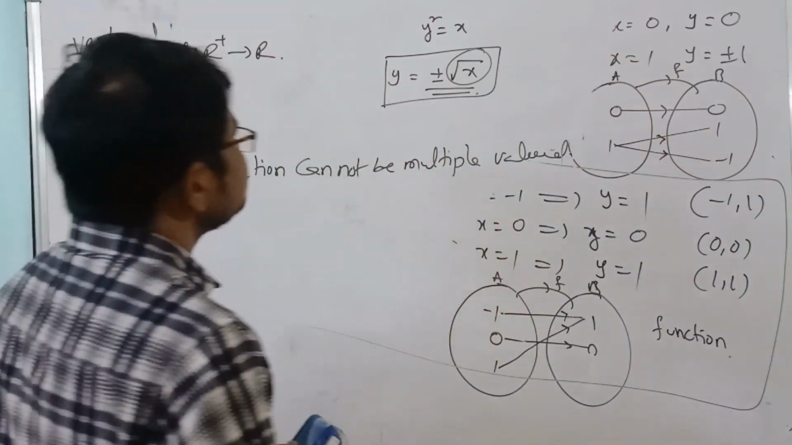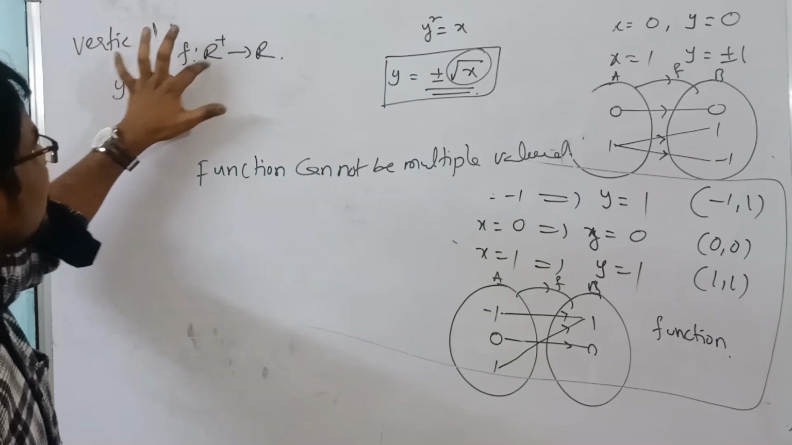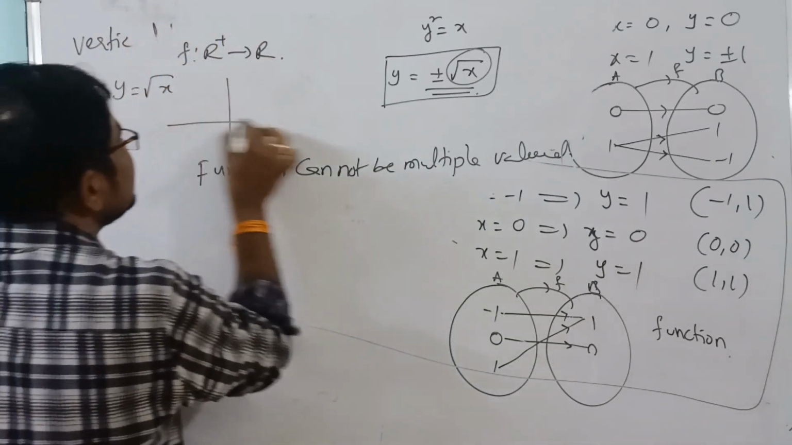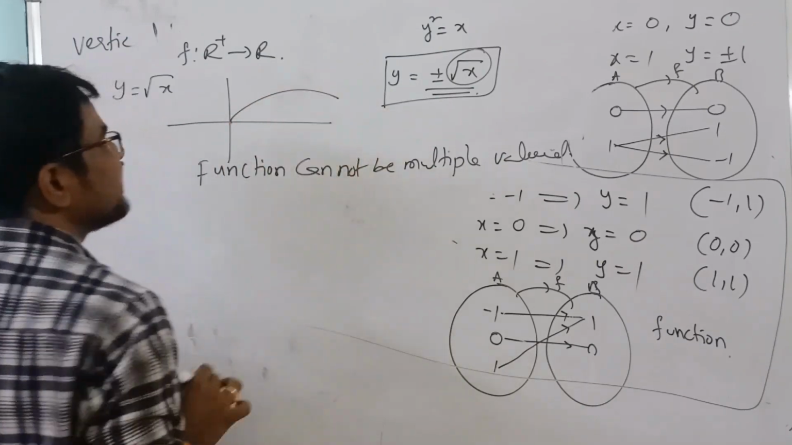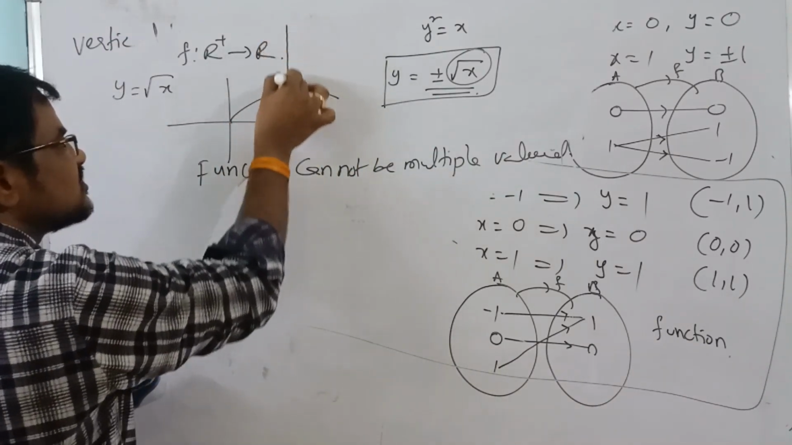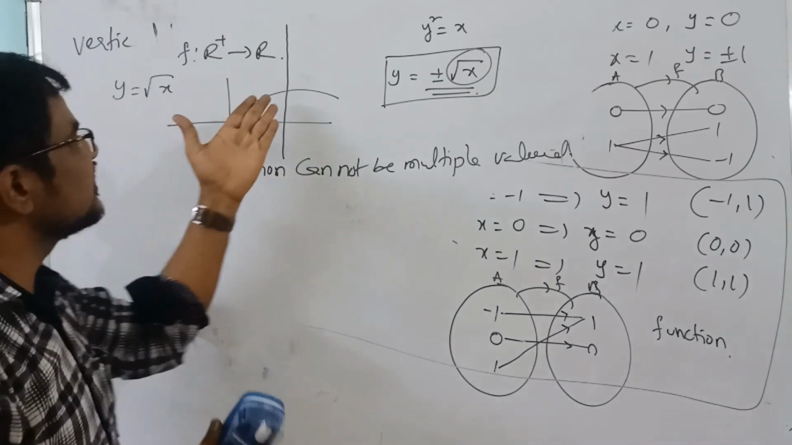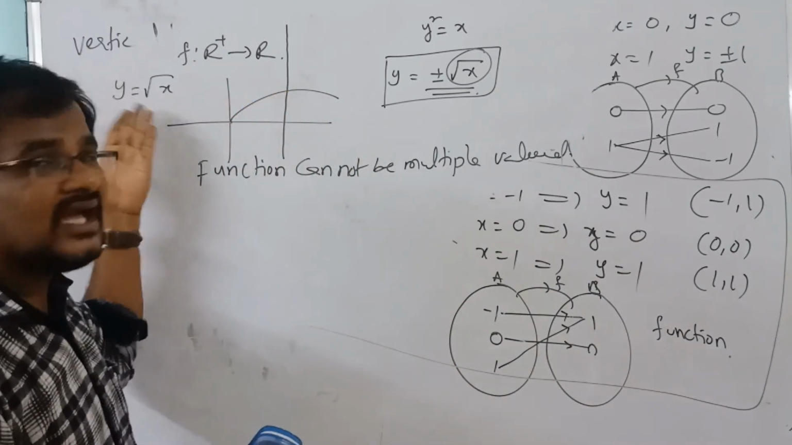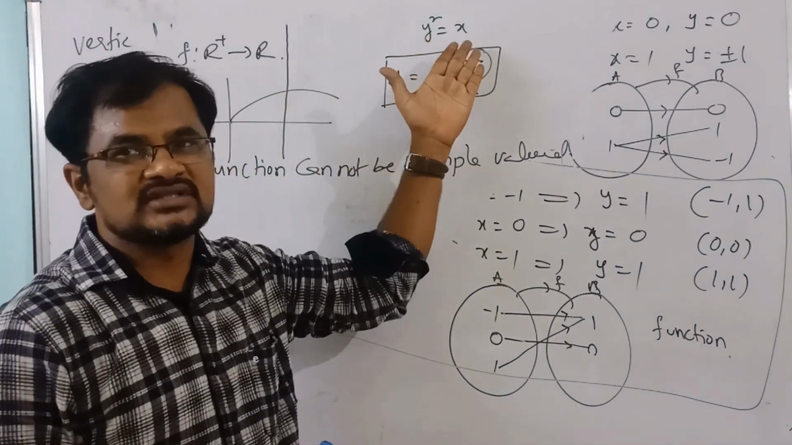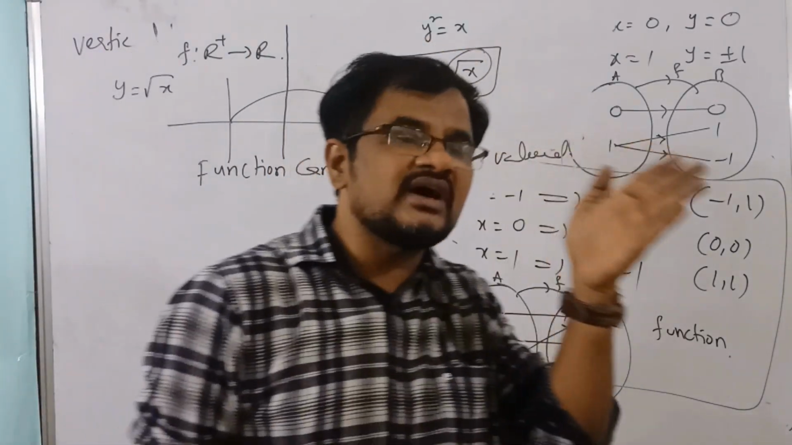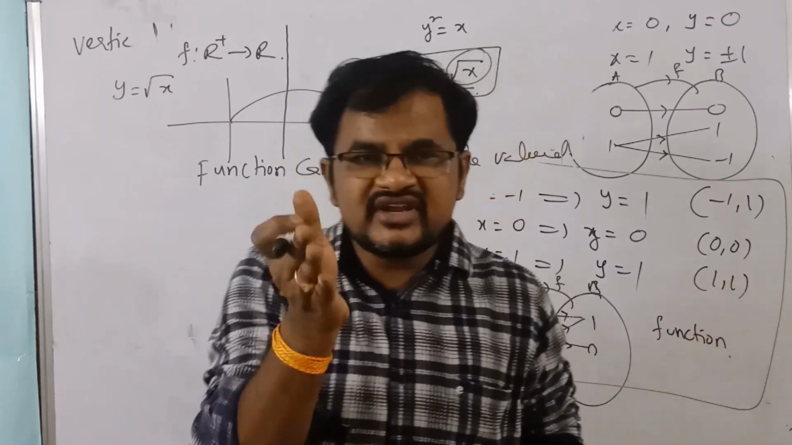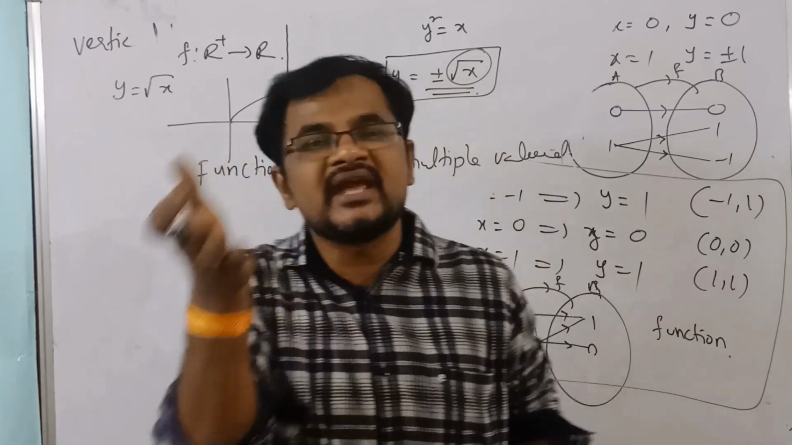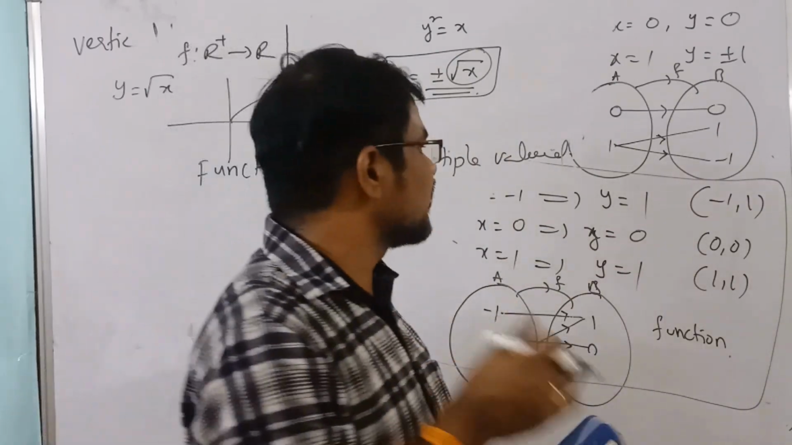Now here it is mapping from R plus to R, but only y equal to root x is given. What is the graph of this one? This is the graph of this one. If you take a line parallel to the y-axis, it intersects the graph at only one point. So that's why it is a function. And a function comes from a relation, so every function is a relation, but every relation need not be a function. That is also one of the important points.